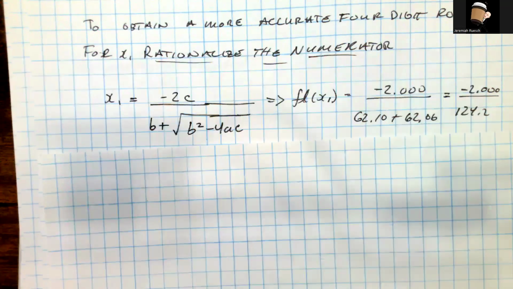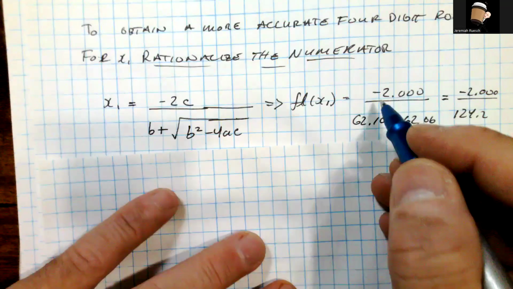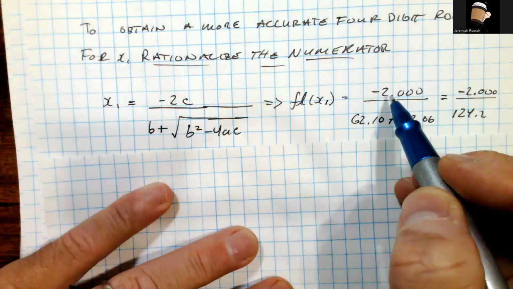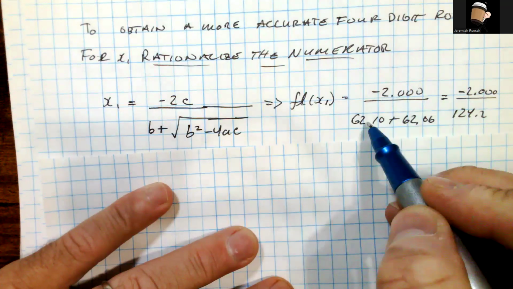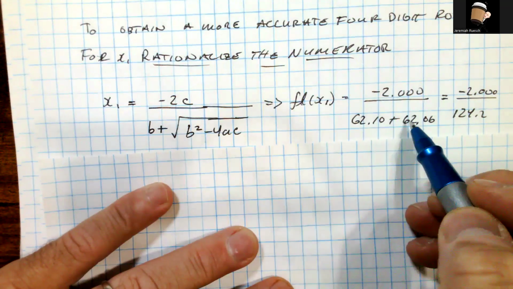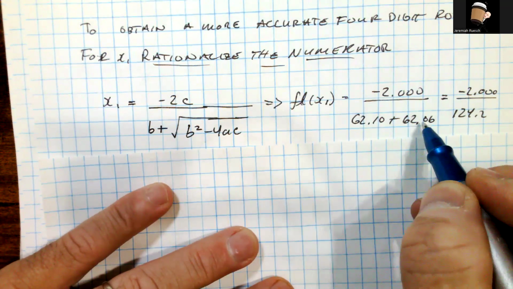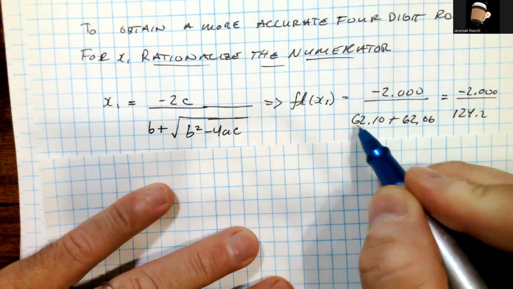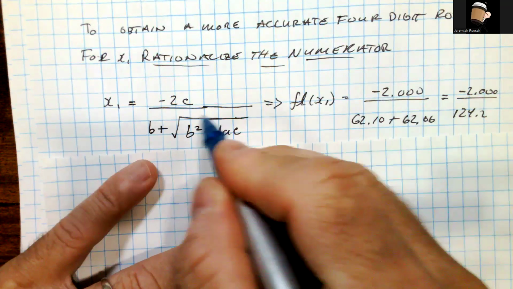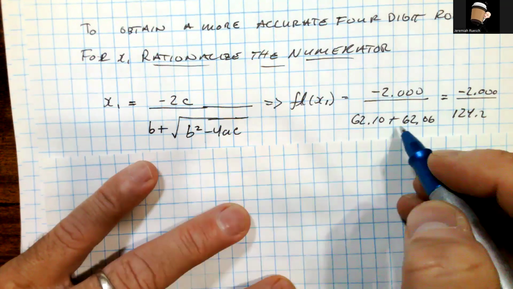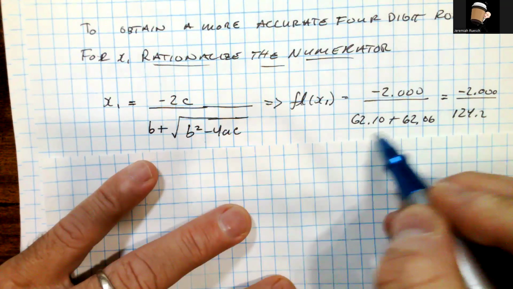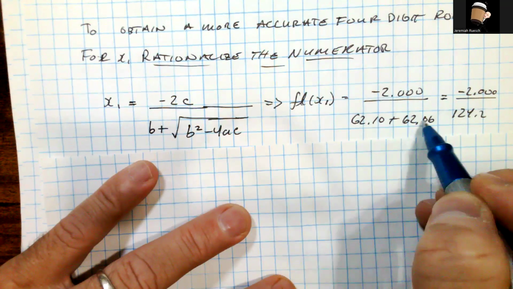But again, we're using four-digit arithmetic, so we need to have four significant digits. So we have negative 2.000, 62.10, and we're going to add here the same result, 62.106. So here now, we're adding the result. That's the same computation, just carrying over the numbers from last time. And so instead of a difference now, we have a summation downstairs.